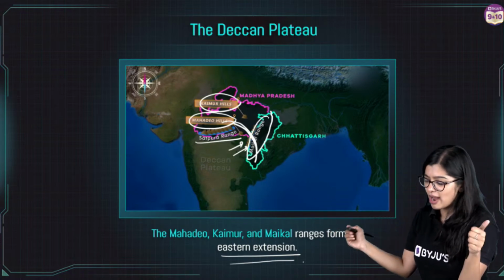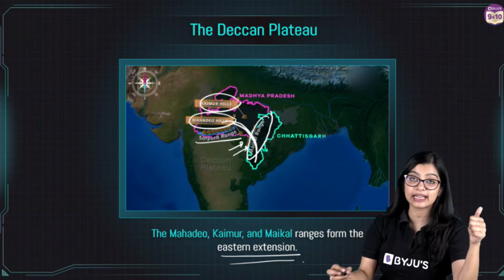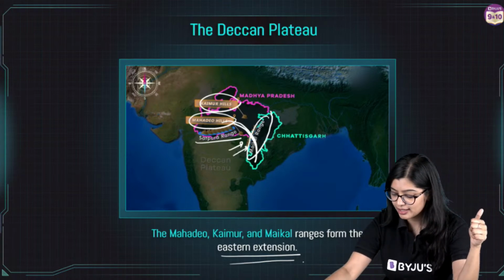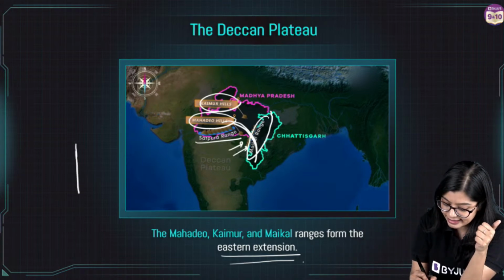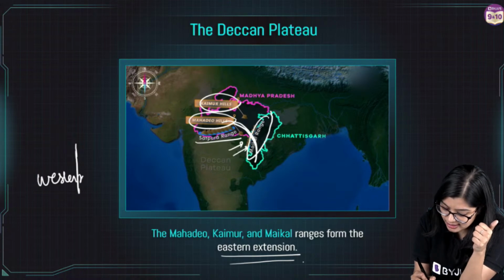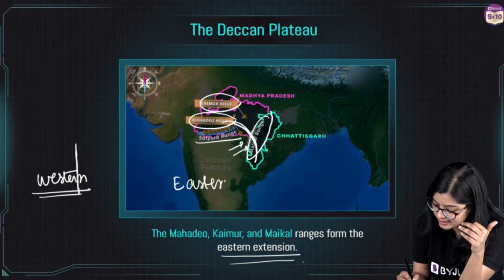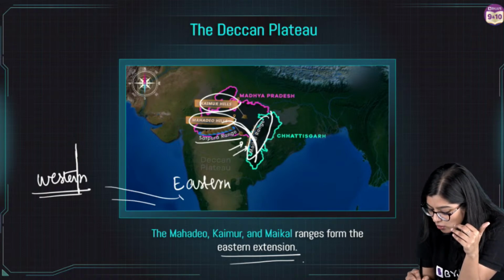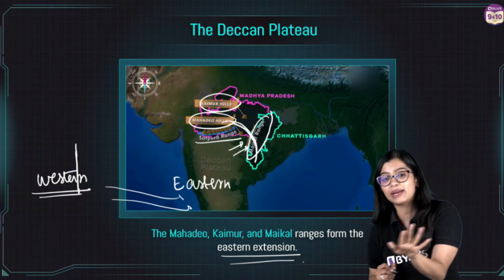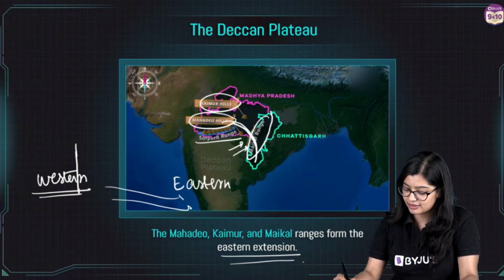Okay. Now one thing you need to understand is that in the case of the Deccan Plateau, it is also slightly tilted. We see that the western side tends to have a higher elevation than the eastern side, which is why rivers like Godavari and Krishna all drain towards the eastern side, right?